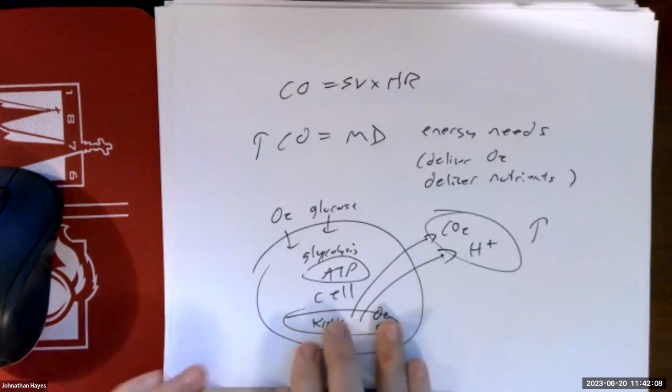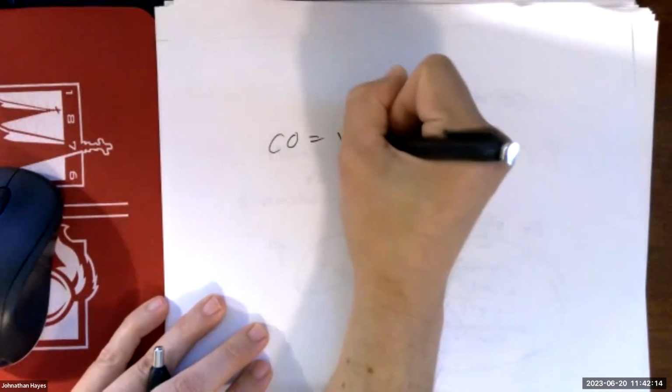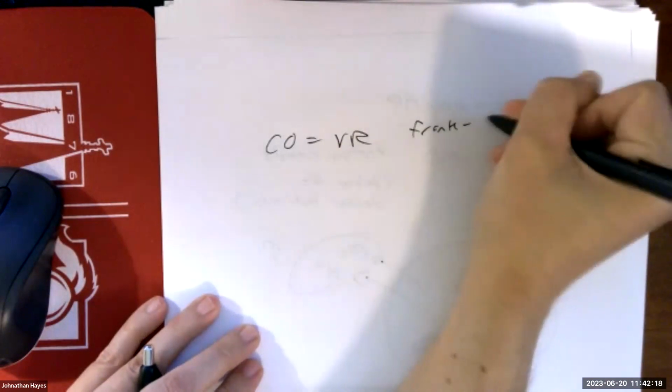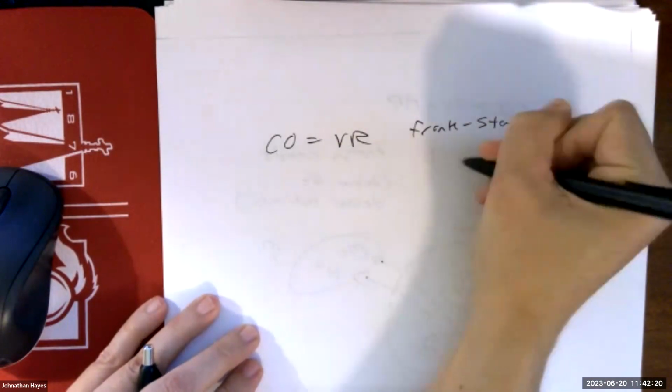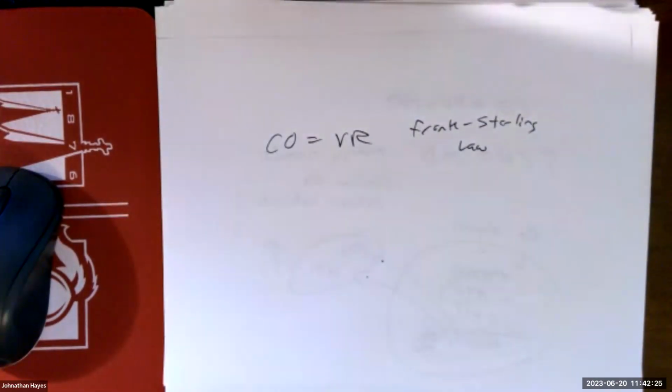So that was the other one. And again, the other one that's very useful to us, we'll just name it again, is cardiac output equals venous return. This was, again, called the Frank-Starling law or the Frank-Starling mechanism. And again, I gave you numerical examples of that.